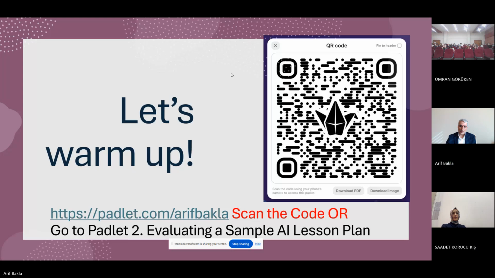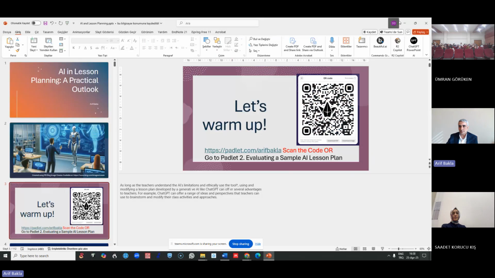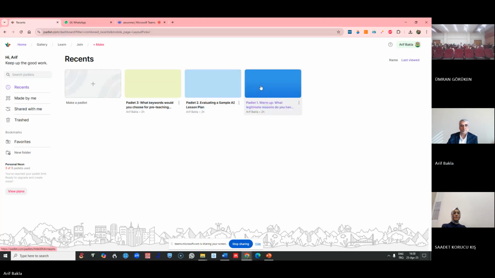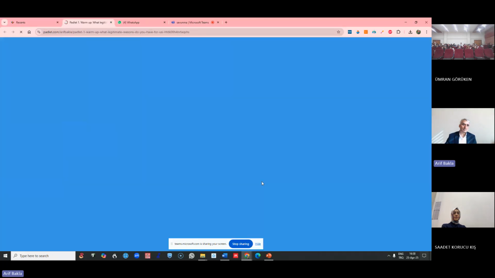Label. Scan the code. Now I should go there as well. Yeah, okay.